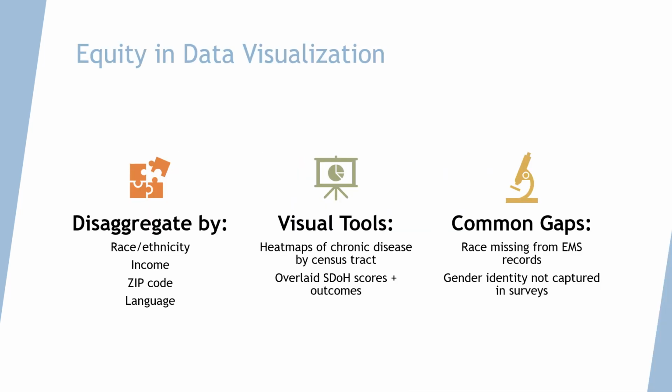So again, equity isn't just about the data you collect, it's about how you present it. So you should disaggregate the data as much as possible by race, ethnicity, income, zip code, language. You should use visual tools, heat maps of chronic disease by census tract, overlaid SDOH scores and outcomes. You should avoid deficit framing. So instead of showing what communities lack, highlight strengths and opportunities for support as much as you can. Obviously, you want to identify where there's problems too.